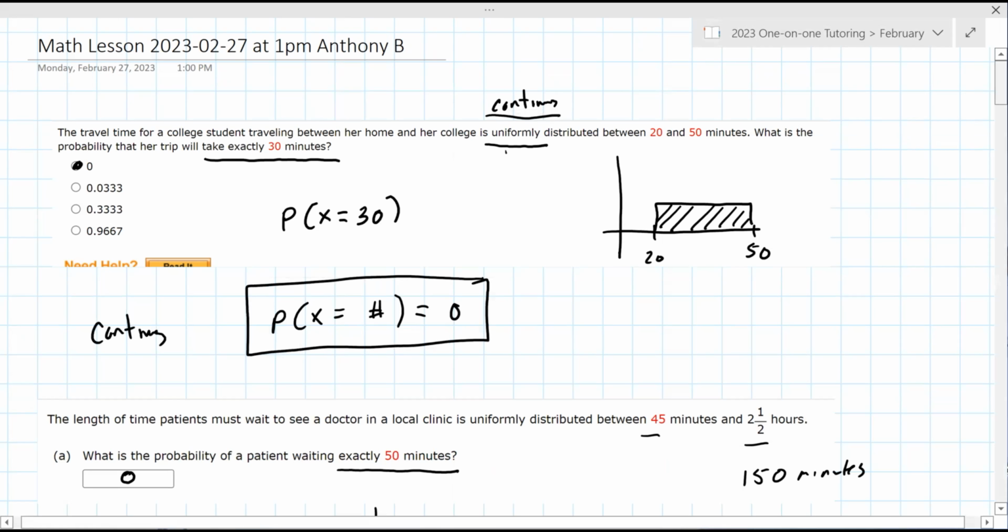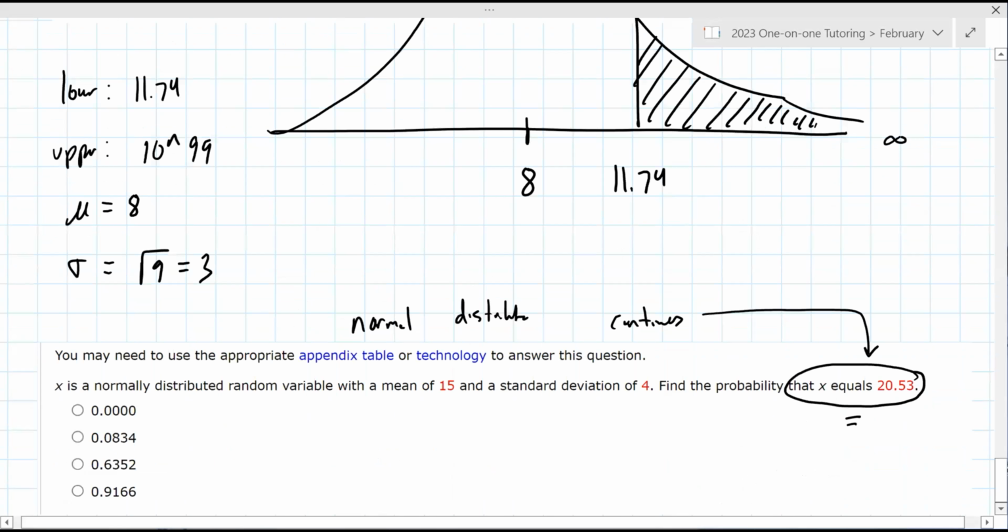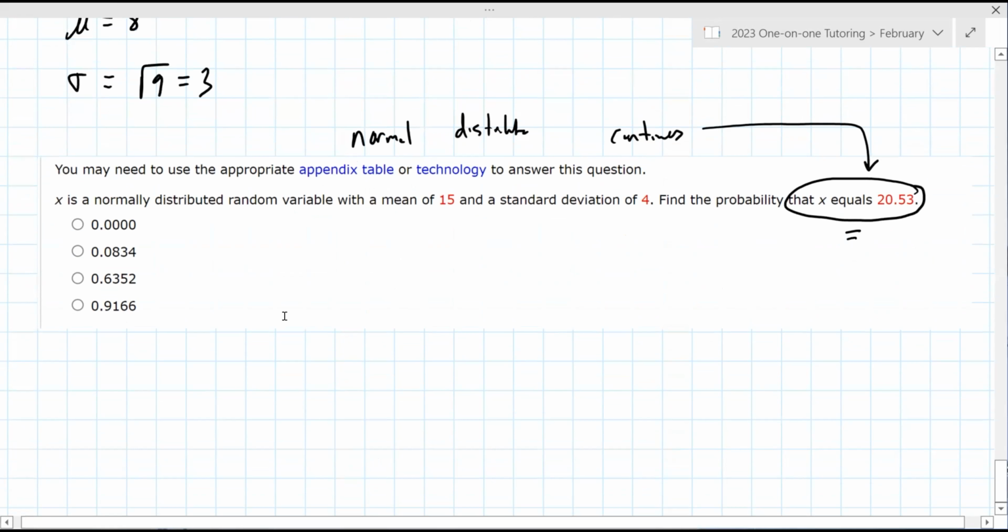That's where you can run into issues, is you can try to do something and the calculator might give you something that seems reasonable, but this one is 0. All right, I got that one.